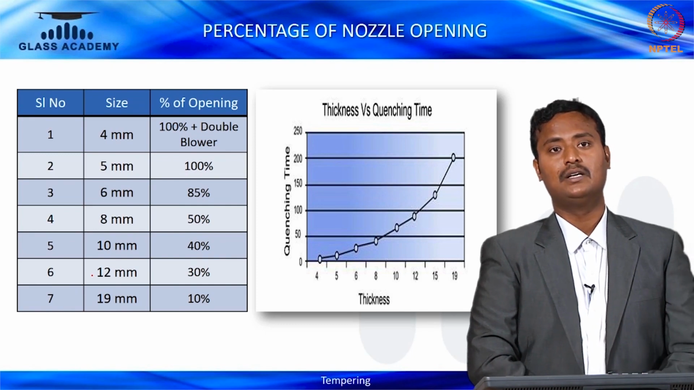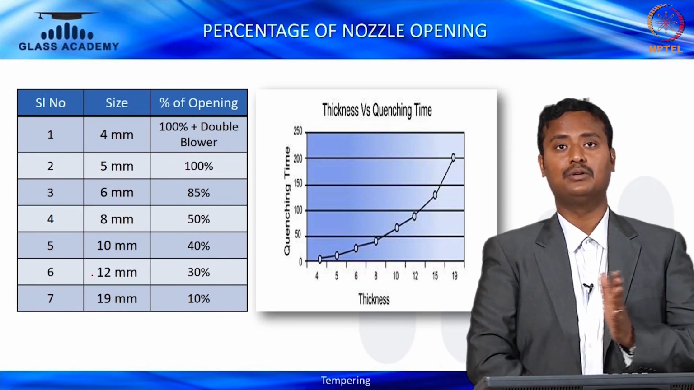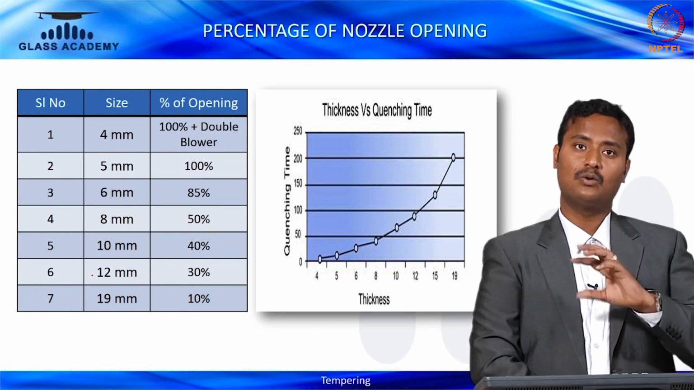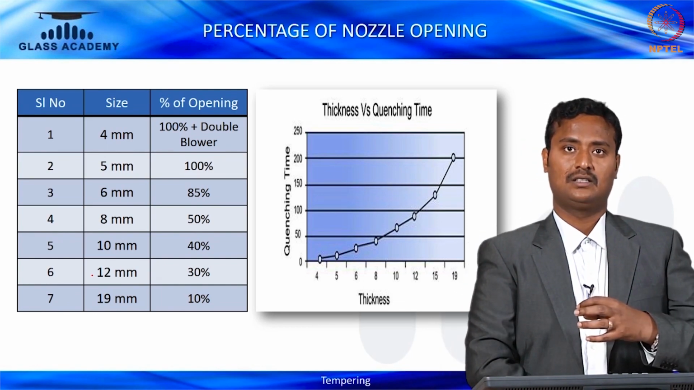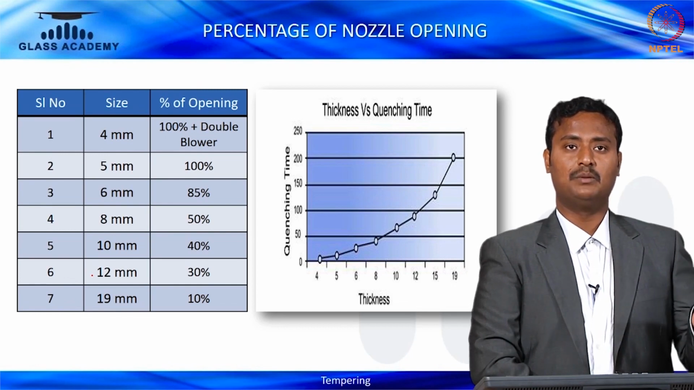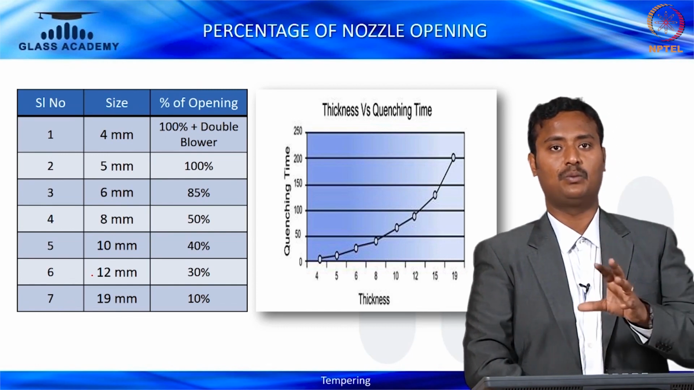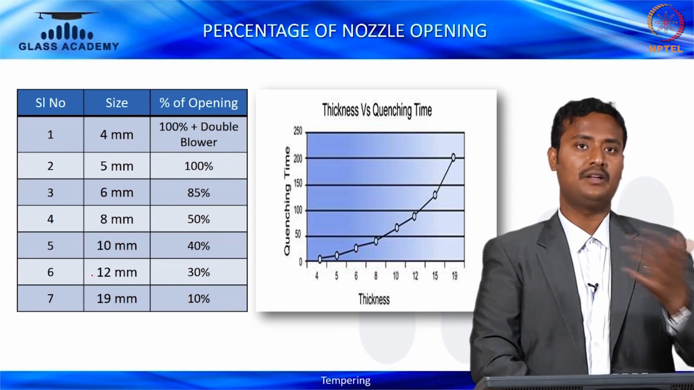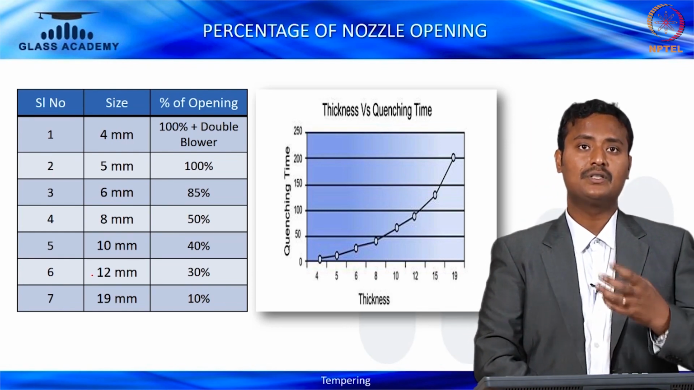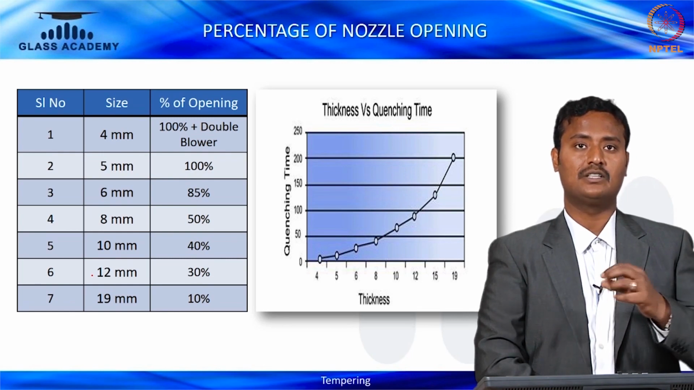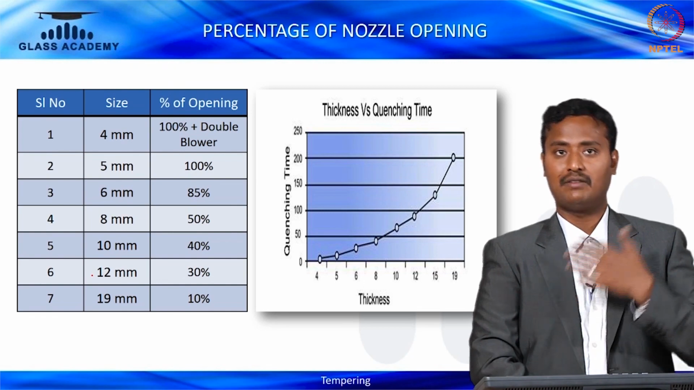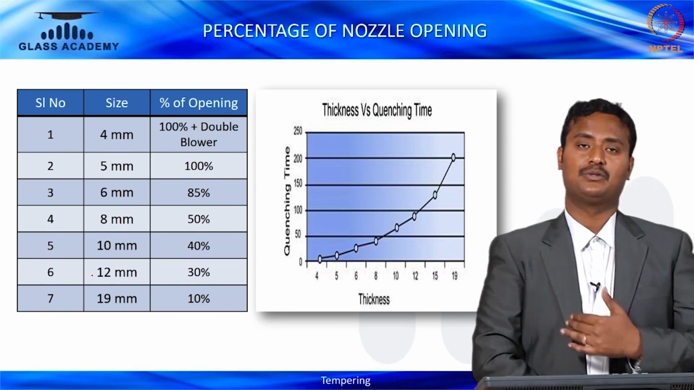Whereas for 19 mm, it's 10%, because the quenching time is increased, so the percentage of opening will be less. For 19 mm thickness, 10% of nozzle opening is sufficient. Whereas if you use a 6 mm, we have to use 85% of nozzle opening if you want tempered glass. If you want heat strengthened glass, you have to reduce it further.